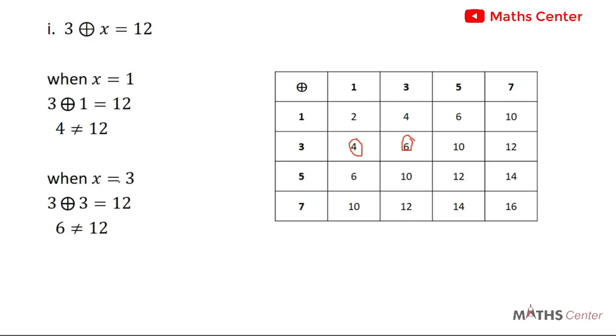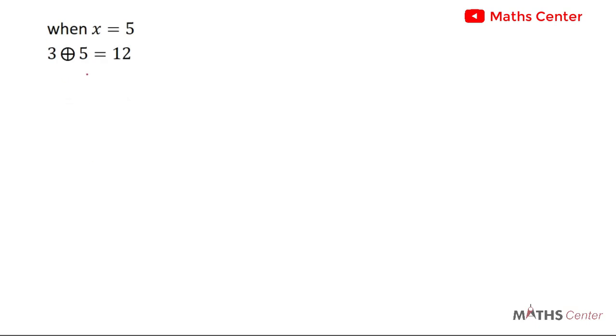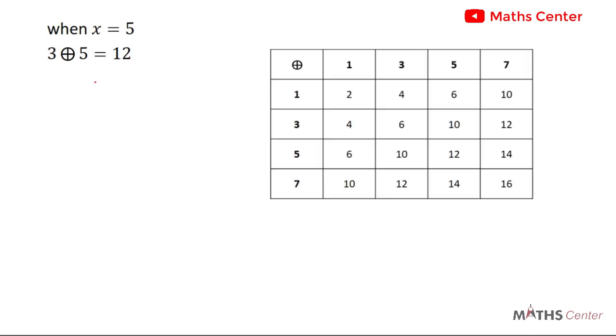So we continue. You try for when x is equal to 5. When x is equal to 5, the equation will become 3 plus 5. Since now x is 5, so 3 plus 5 is equal to 12. So you check. What is 3 plus 5? From the table, 3 plus 5 is 10. So if 3 plus 5 is 10, we can say that 10 is not equal to 12.